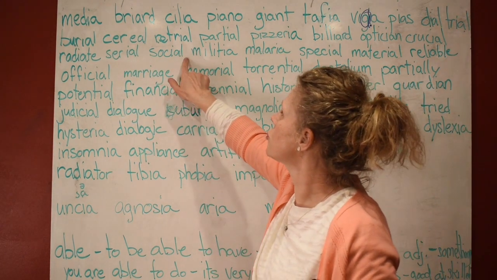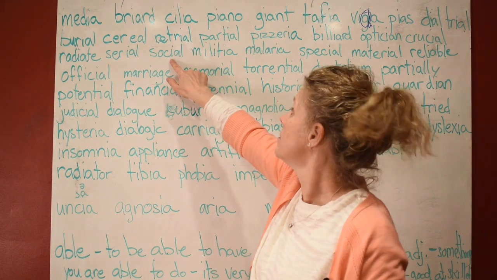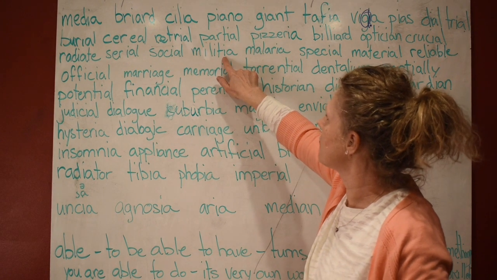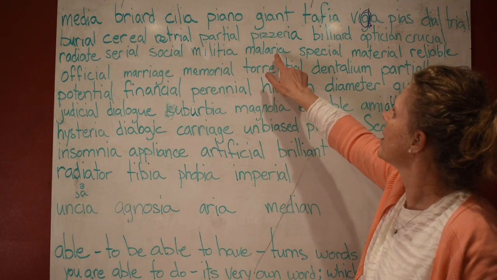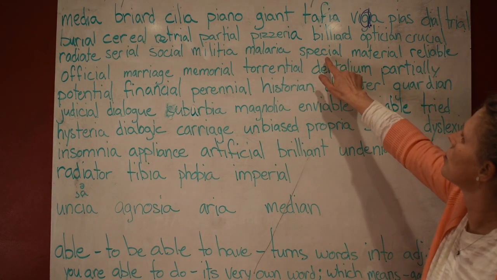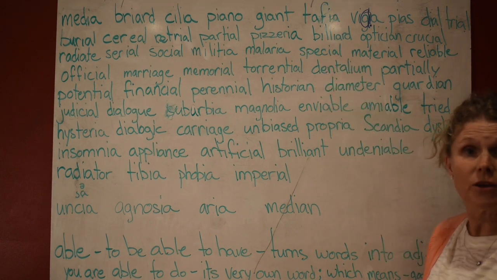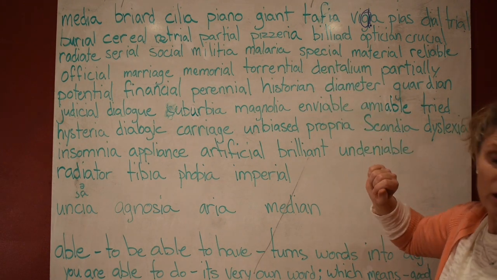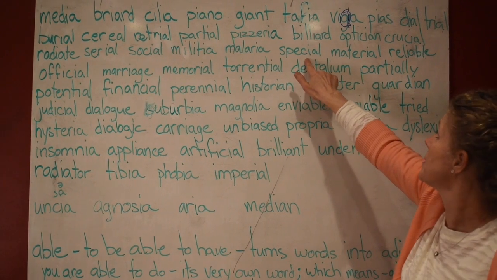Okay, social, this is a digraph, right? Militia, this is a digraph, so you need to be careful. Malaria. Special, this is a digraph. So not all I's followed by a vowel will say "ee-uh," whatever on the A's. You've got to be careful with those digraphs in here.